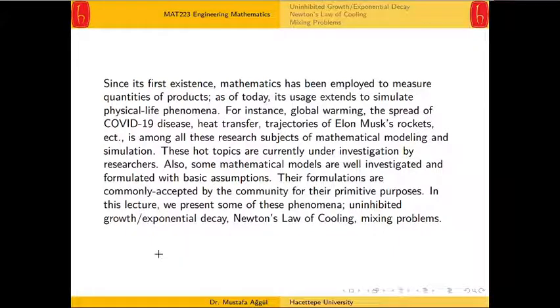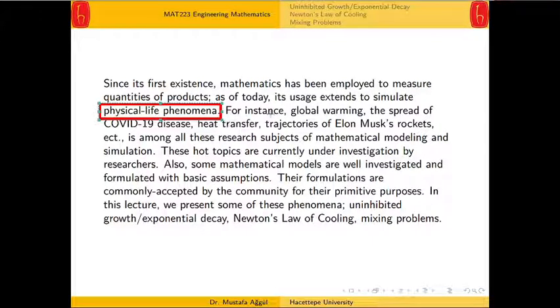Since its first existence, mathematics has been employed to measure quantities of products. For example, a farmer counts their tomatoes, or a shepherd counts their sheep. As of today, its usage has extended to simulating physical life phenomena. This is not the only option, but it's where mathematics is going.